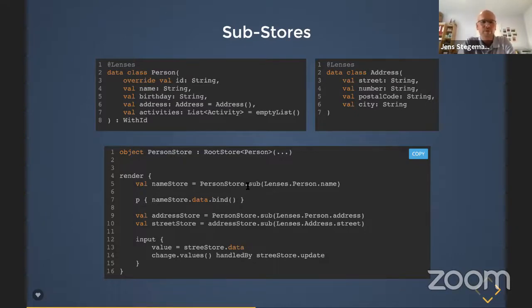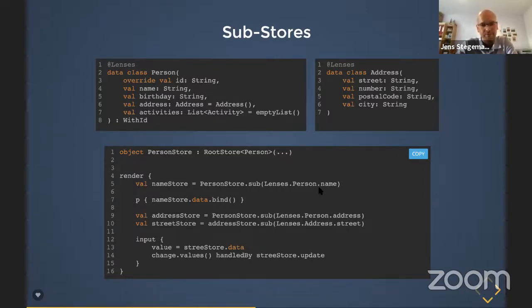from this person. For example, for the name, just call person store.sub. And now you have to give Fritz2 the path from your outer entity to the inner entity that you want the substore to handle. And you do this by just adding lenses over your data class, and then a Gradle plugin creates the code you need. So you get an object called lenses in your package, and there you will find all your data classes that are annotated, and you can just enter your path, in this case from person to name.